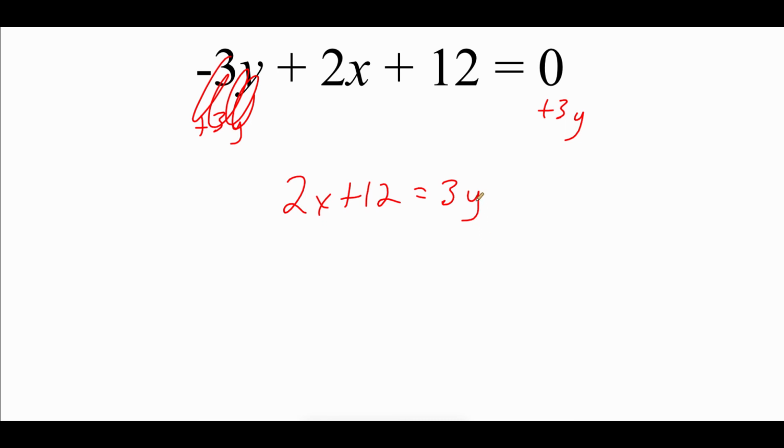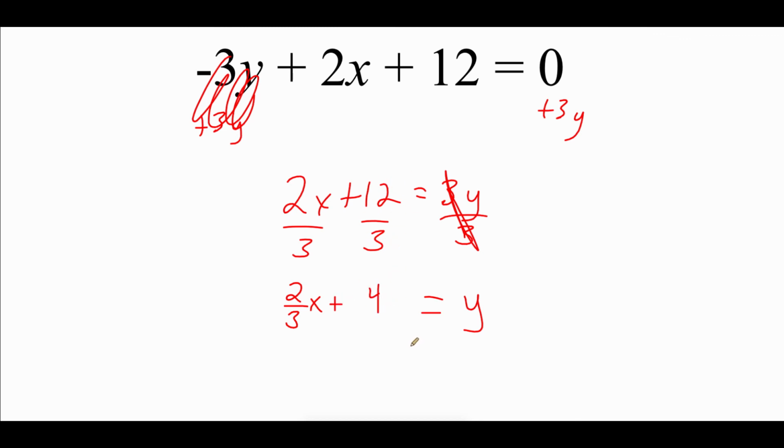Now we want our y to be all by itself, and right now we've got that 3 in front of the y. So in order to get rid of that 3 that's attached to the y, we're going to have to divide everything in this equation by the 3. So on the right-hand side, the times 3 and divided by 3 will cancel out, leaving us with just a plain y. On the left-hand side, 2 doesn't divide nicely by 3, so I'm just going to leave it as the fraction 2/3 x plus, now 12 divided by 3 is 4.